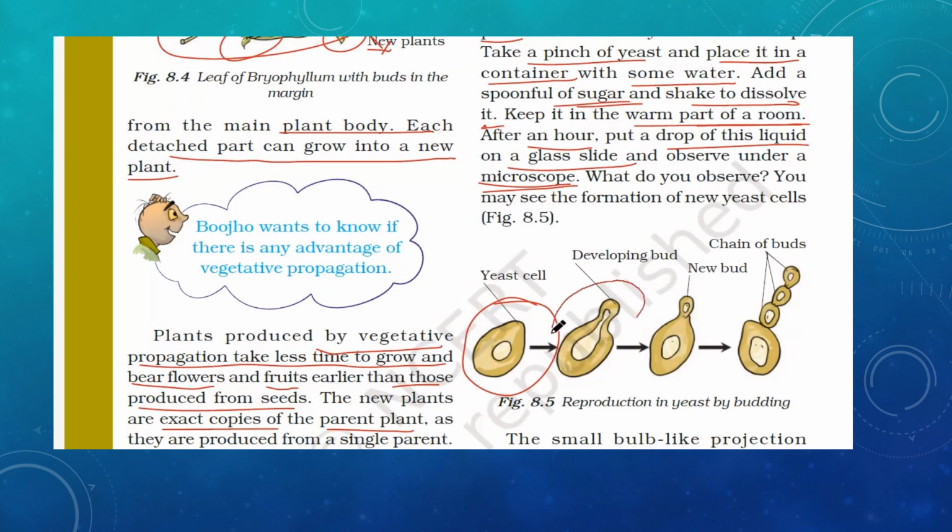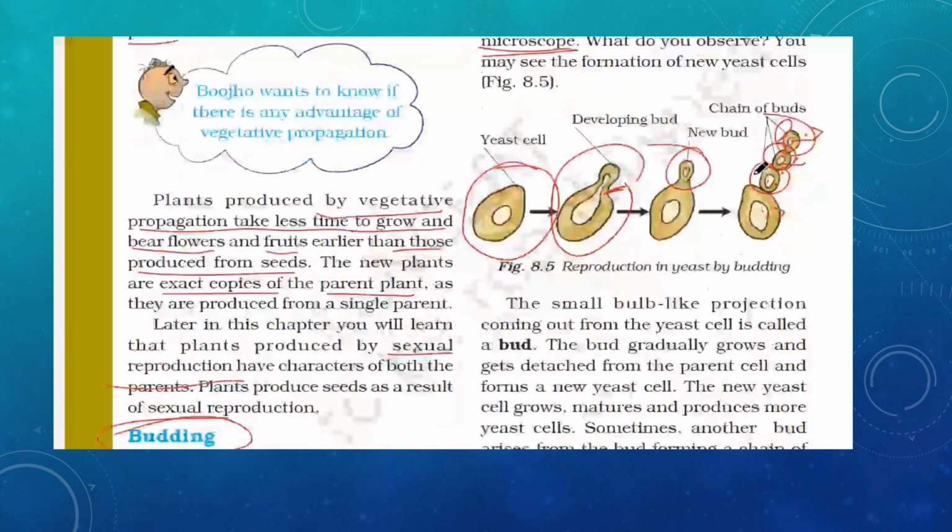From this, a bud is developing, a new bud is developing, and there is a chain of buds developing from the yeast cell. These buds will separate from the main parent yeast and form new buds. So this is the reproduction process of yeast, and this method is called budding. Okay, so what is it called?